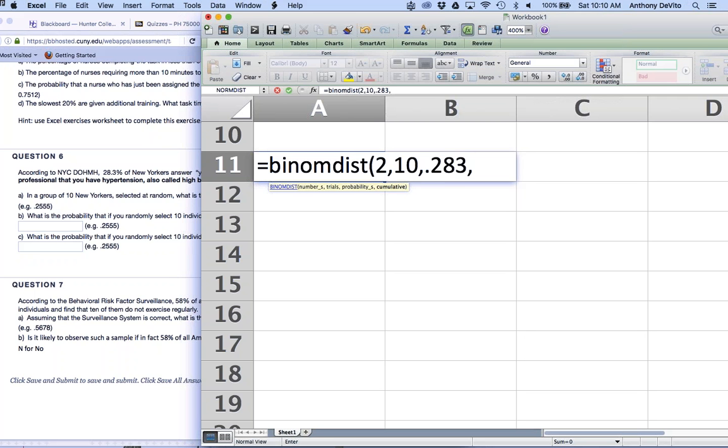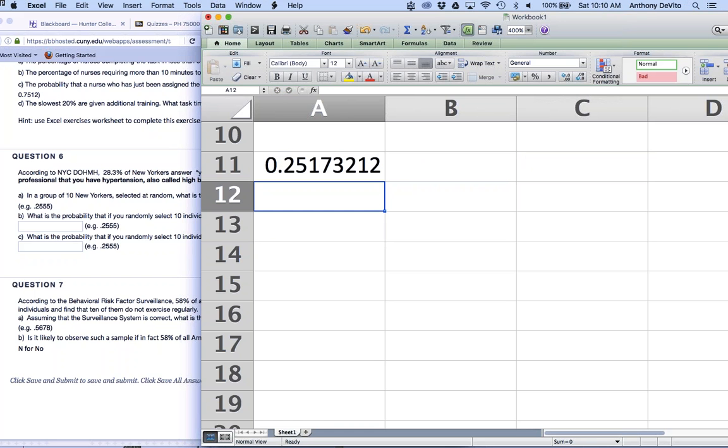And in this case, we want to know the probability for only 2 out of 10. We're not interested in probability for 1 out of 10, none out of 10, 5 out of 10. Exactly getting exactly this outcome. So in here, for cumulative, I type in false, right? Because I just want that probability. And there it is.